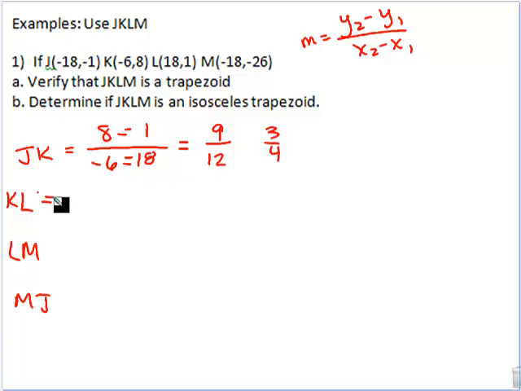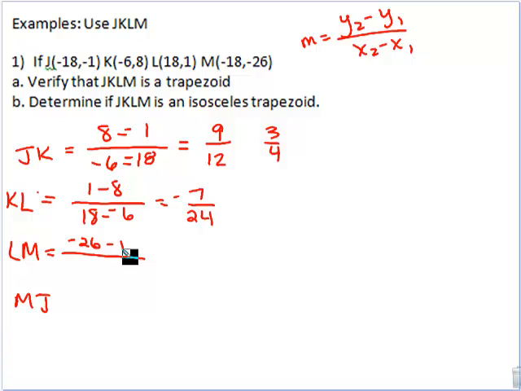Okay, KL. y2 minus y1. So 1 minus 8, so -7, over 18 minus -6, 24. Can that be simplified? Nope. Okay, LM. We got -26 minus 1. What's that? -27 over -18 minus 18, -36. -27 over -36. Divided by 9, so what is that? 3/4.